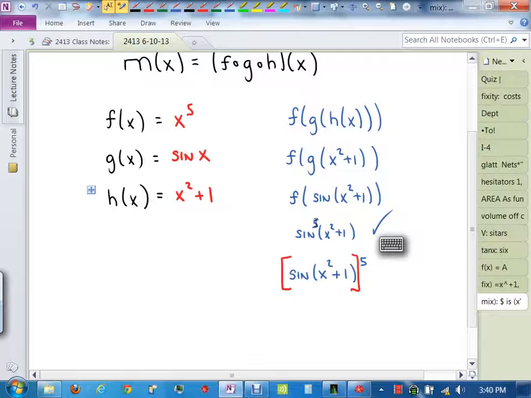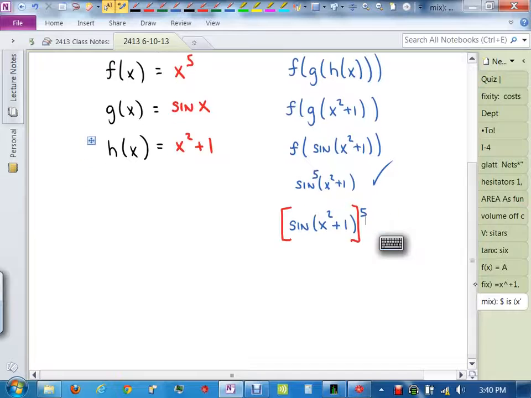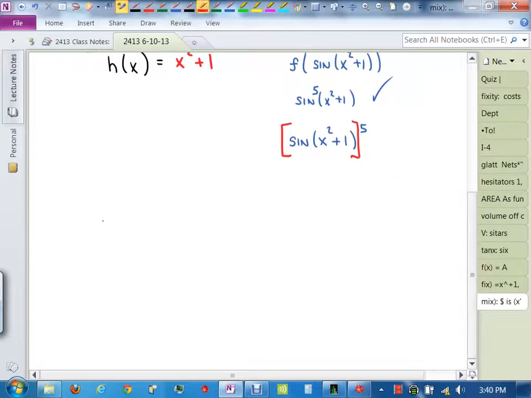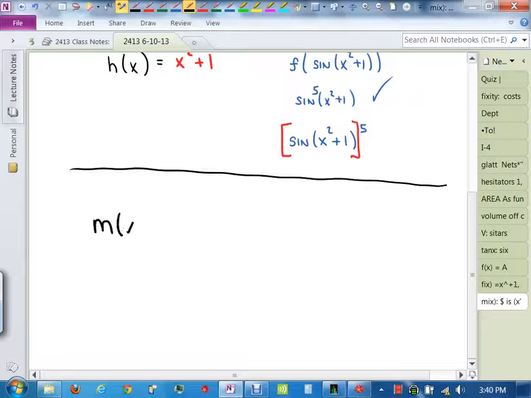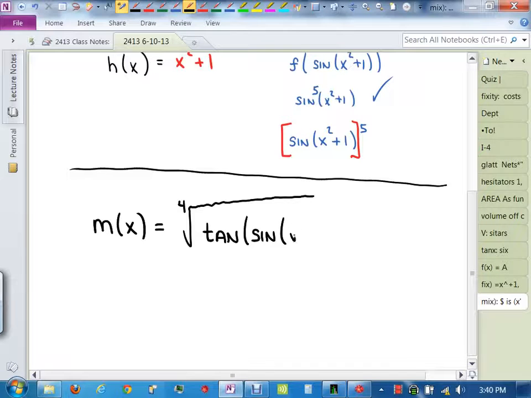All right, that's it for those notes, but I want to see if you can do one on your own here, or with each other. So I'm going to give you a capital M, and I want you to try and break this down. Capital M of x equals 4th root tangent sine square root x plus x.